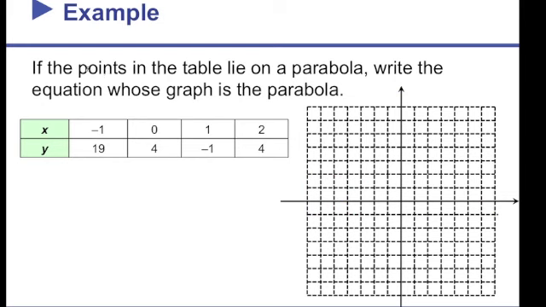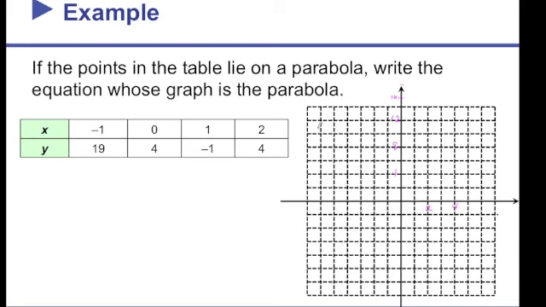Now here's an interesting situation. The points in this table lie on a parabola. Find the equation of the parabola. Interesting. Well, let's start graphing that. I'm going to number the x-axis by 1s and the y-axis maybe by 2s. So 2, 4, 6, 8, 10, 12, 14, 16, let's say 18.